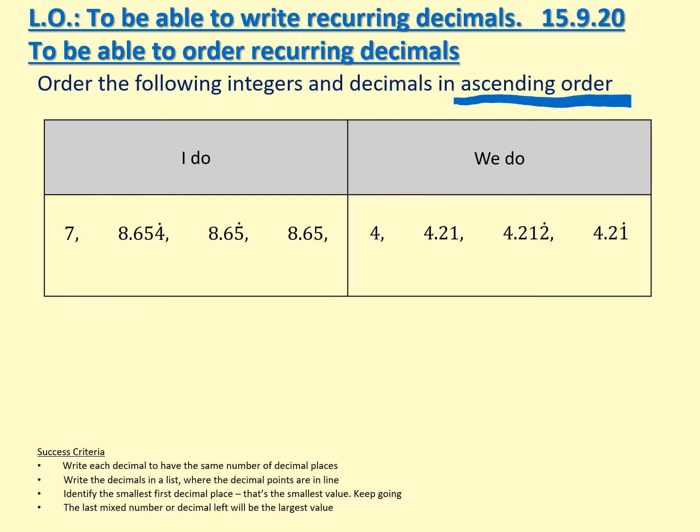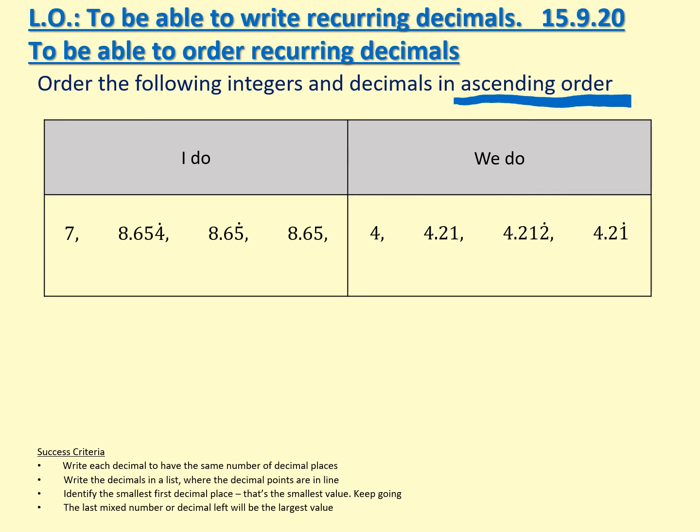How do we do that? I'll read them out for you if you can't read it yourself, if it's too small. Write each decimal to have the same number of decimal places. Write the decimals in a list where the decimal points are in line. Identify the smallest first decimal place, that's the smallest value. Keep going. The last mixed number or decimal left will be the largest value.